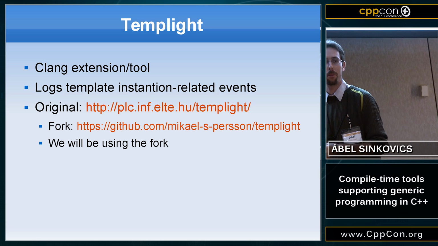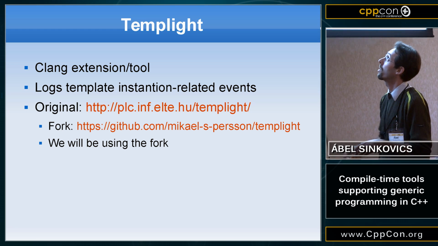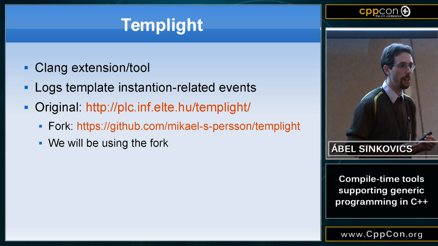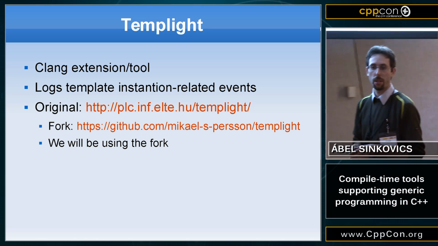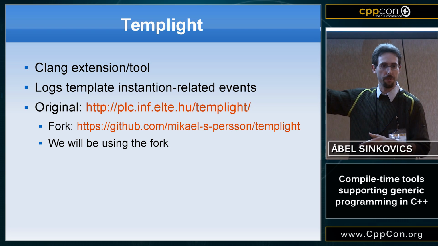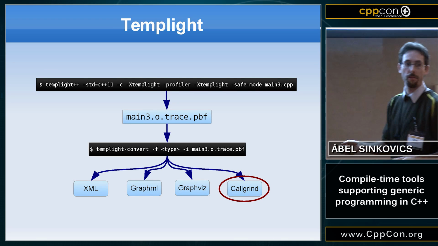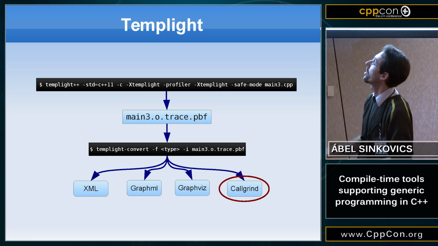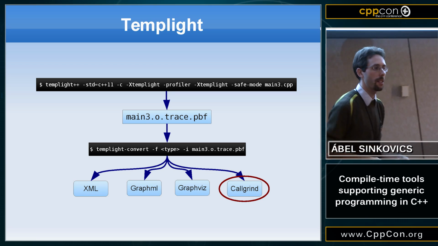So far, from the template metaprogramming tools, I've shown you Metashell and MDB. There is also a Clang extension called Templight. It was originally developed by people from the Eötvös Loránd University in Hungary, and then it was forked by Michael Persson, and he made some cleanup to it and added very useful features to it. So today I will show you this fork of Templight. It is basically a drop-in replacement of Clang itself. It has some template-specific arguments, such as profiler or safe mode. Otherwise, you can just run it instead of Clang.